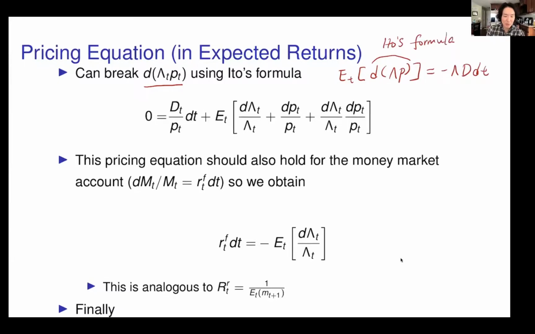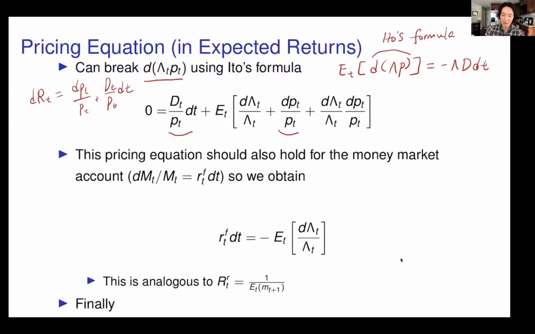This pricing equation is basically telling you the following. What is this thing here? This and that combined is going to be the expected return, because the return dRt can be expressed in the following fashion: dPt over Pt plus the dividend term. Okay, so that's going to be the return. And basically what this equation is telling us is how the expected return is going to be determined in this continuous time pricing case.